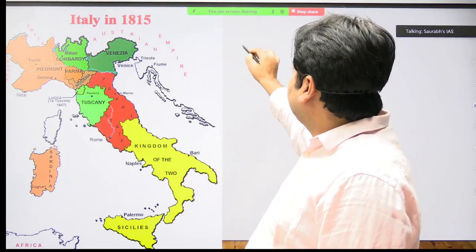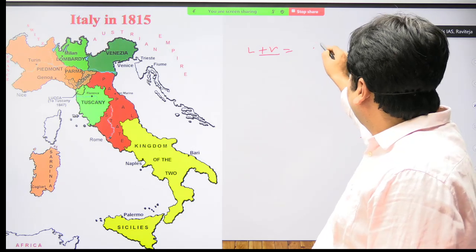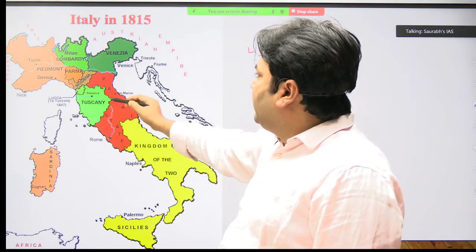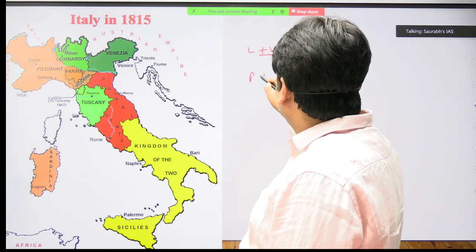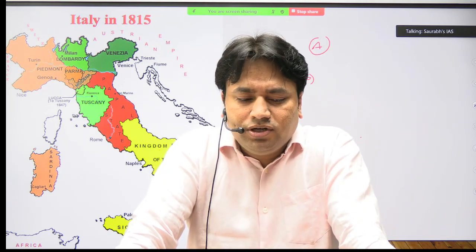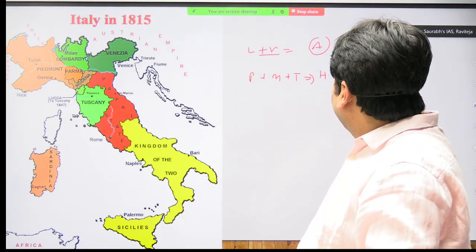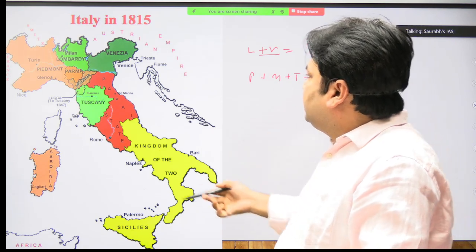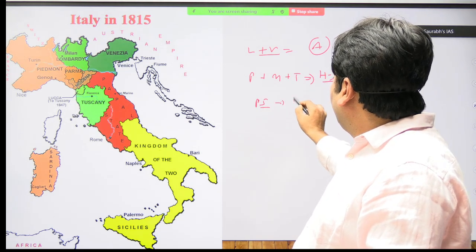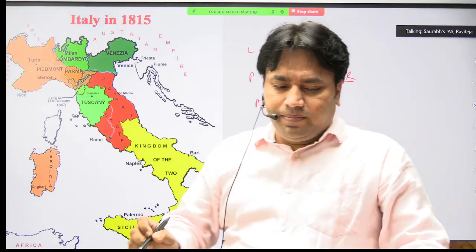In the last class we discussed that Lombardy plus Venetia was given to the rulers of Austria, right? Austria was the symbol of conservatism at that time. Parma, Modena and Tuscany, these three smaller states, were given to the Habsburg dynasty rulers. And the Papal States were given to the Pope. It means in the Papal States, the Pope was the political authority as well as the religious authority.